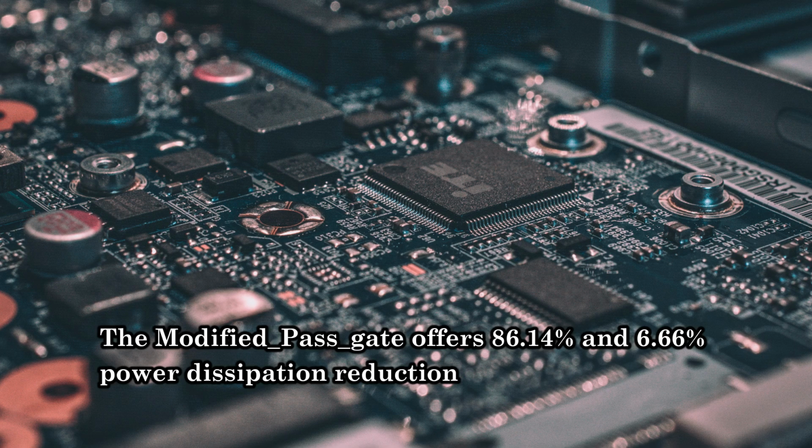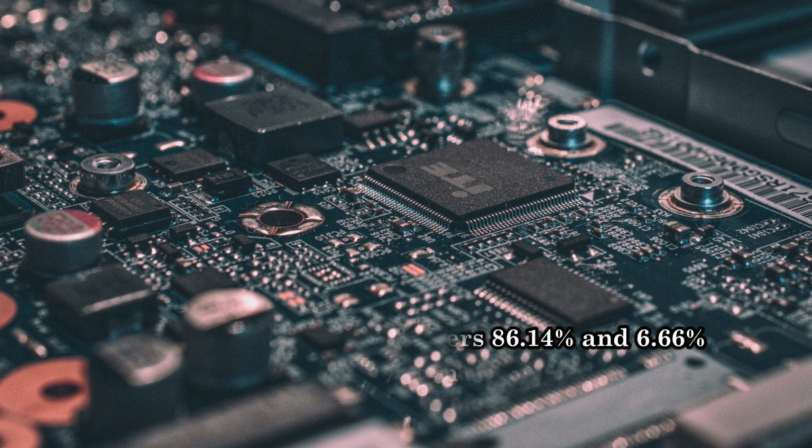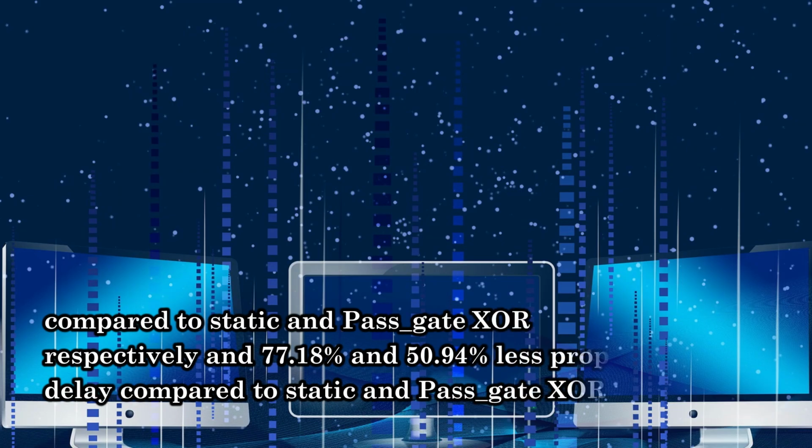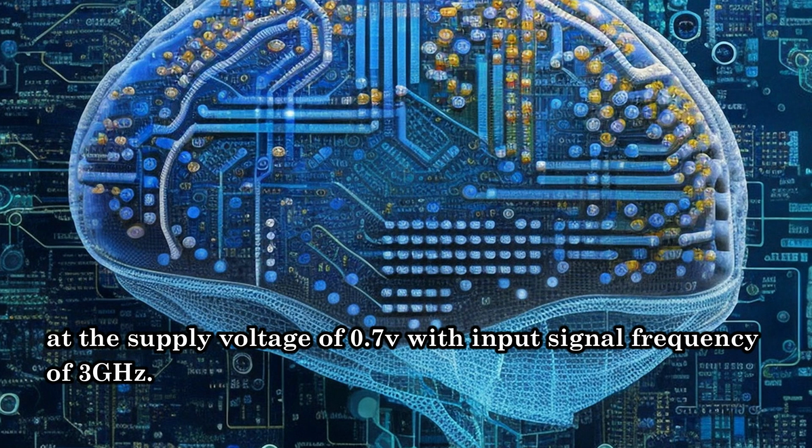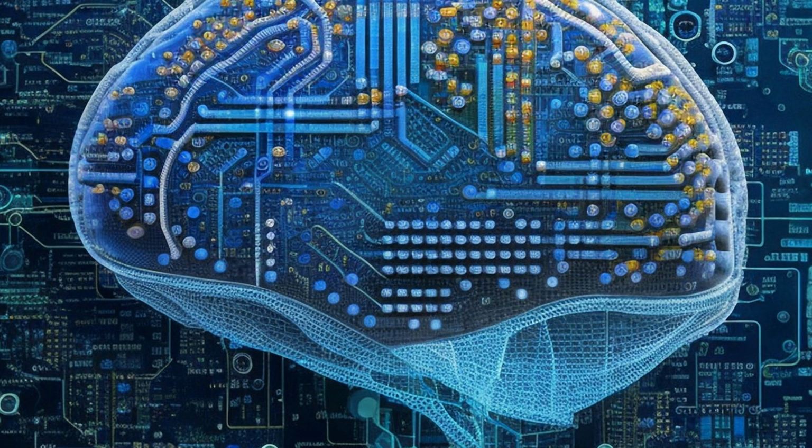86.14% and 6.66% power dissipation reduction compared to static and pass_gate XOR, respectively, and 77.18% and 50.94% less propagation delay compared to static and pass_gate XOR, respectively, at the supply voltage of 0.7 V with input signal frequency of 3 GHz.